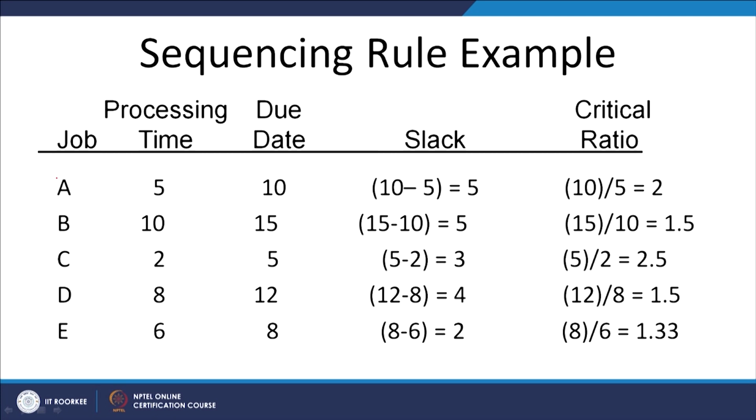Say 5 jobs are to be done: job A, B, C, D and E. The processing time in days is 5 days for job A, 10 days for job B, 2 days for job C, 8 days for job D and 6 days for job E. The corresponding due dates are 10 days for A, 15 days for B, 5 days for C, 12 days for D and 8 days for E.